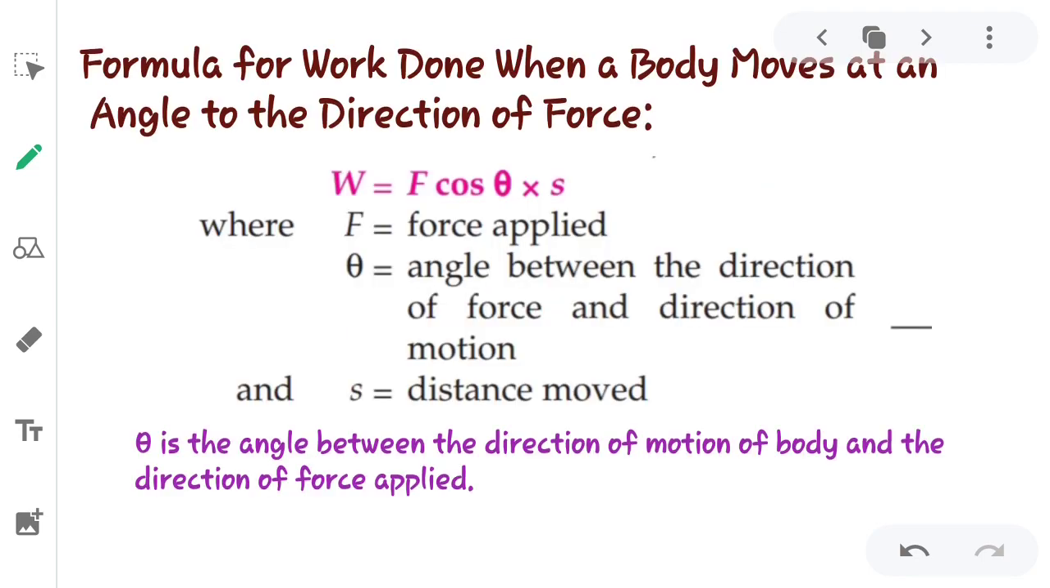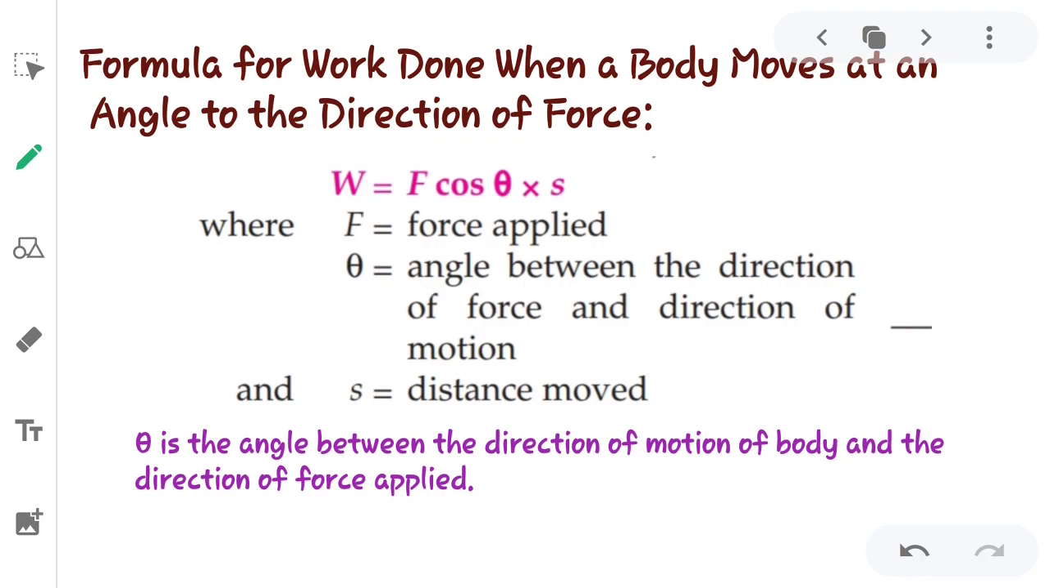So the formula for work done when a body moves at an angle to the direction is W is equal to F cos theta into S, or we can say Fs cos theta. So F is the force applied and theta will be the angle between the direction of force and the direction of motion. And S will be the distance moved.